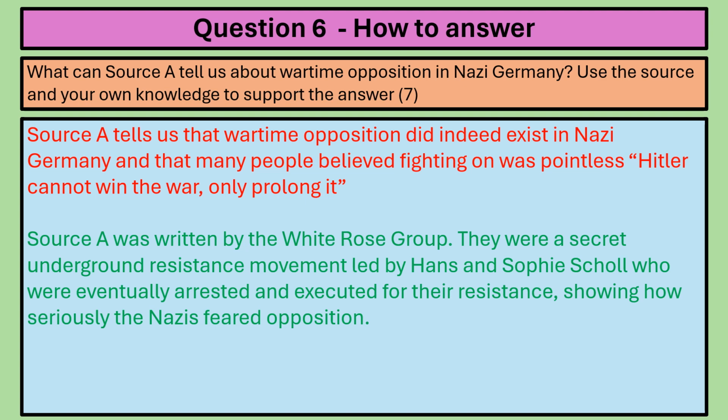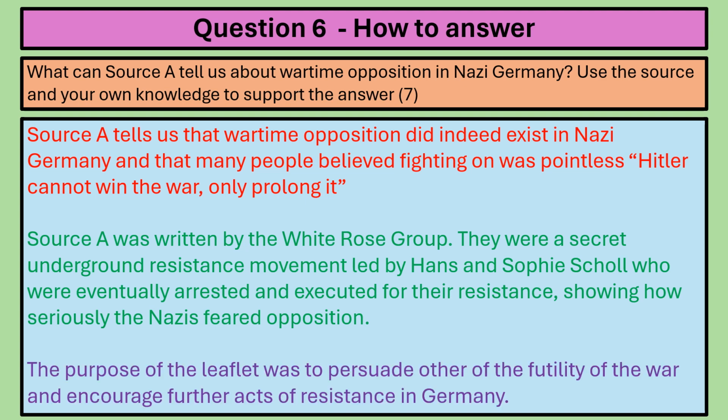To get into the top band of marks, though, what the exam board is looking for is for you to make a comment, as I say, on the purpose, production, or receipt of the source. So in this case, I've described the purpose of it at the bottom. I've described who the White Rose Group were, and at the bottom I've explained the purpose of the leaflet was to persuade other people of the futility of war and encourage further acts of resistance in Germany. So by explaining that purpose at the end, that's what's going to push me into the top band of marks and get me 7 marks out of 7.